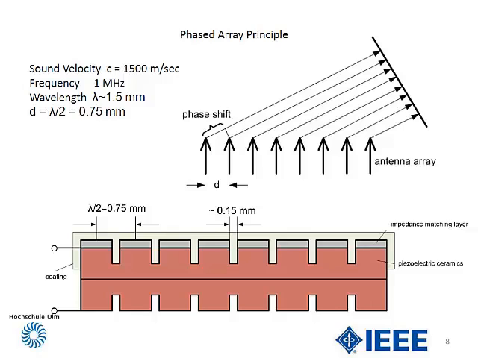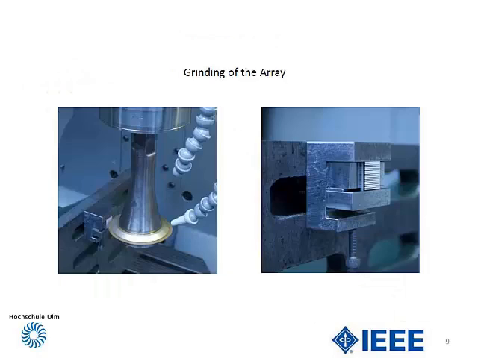At a very early point in time of our project, the frequency was defined to be 1 megahertz for different reasons. This means that the wavelength is about 1.5 millimeters, and we have to deal with an element spacing of not more than 1/2 of the wavelength, 0.75 millimeters. In the lower part of the picture, you see the principal outline of our array, which consists of a piezoceramic structure, an impedance matching layer on the water side, and also some coating in order to avoid impact of water.